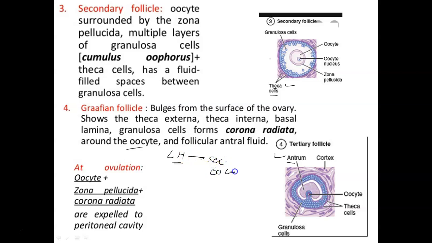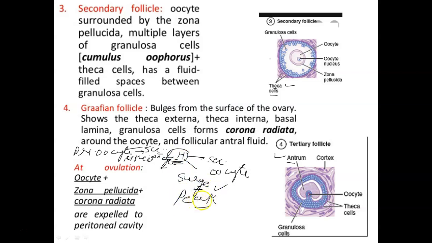Now this graafian follicle, under the influence of LH, will rupture and release the secondary oocyte. How is the secondary oocyte formed? By the time the graafian follicle is formed, the primary oocyte undergoes first meiotic division and the secondary oocyte is formed. When the secondary oocyte is formed, the LH surge will occur, the peak, with LH secreted in the highest amount from the pituitary. Under the influence of that LH, the secondary oocyte is released by rupturing of the graafian follicle, and this process is known as ovulation.